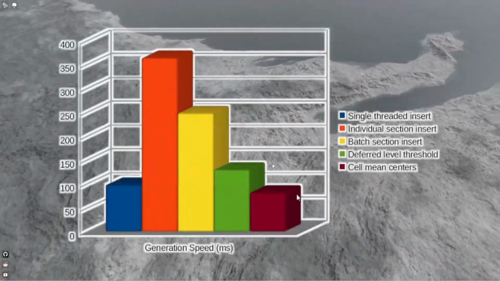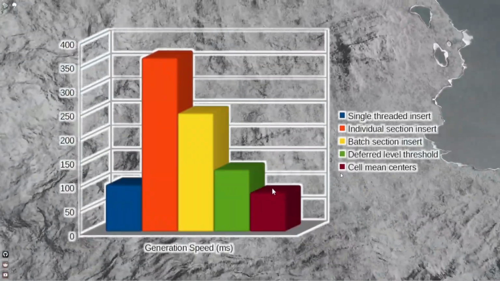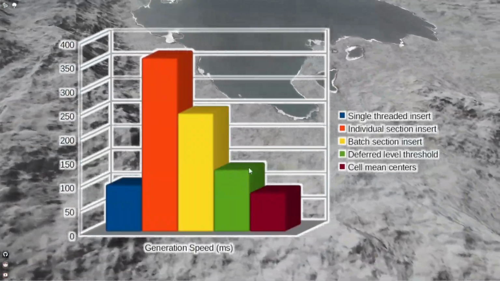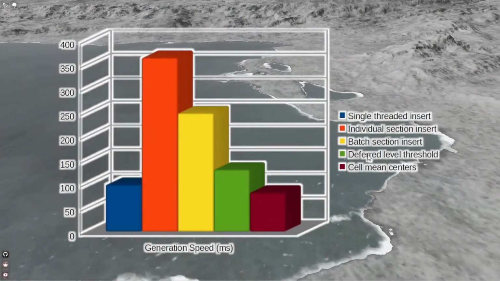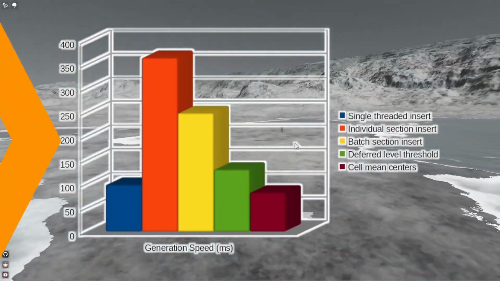The result with that is that we are now about 37% faster than what we have with the deferred level threshold only. So a good speed boost with minimal quality loss. I'm taking this.